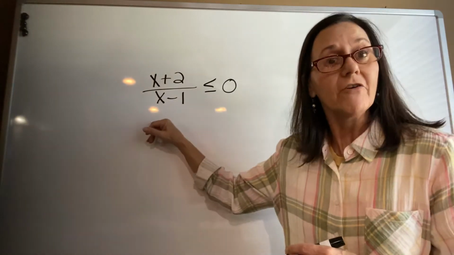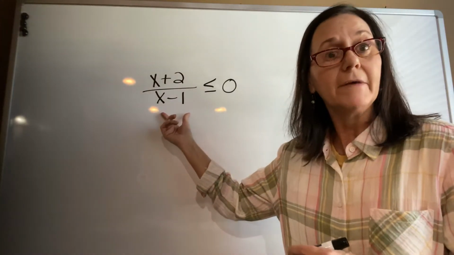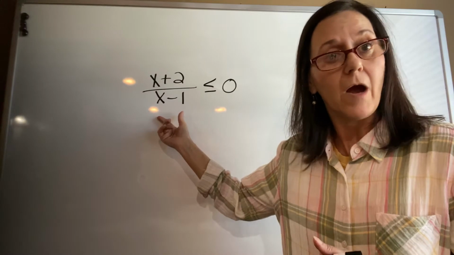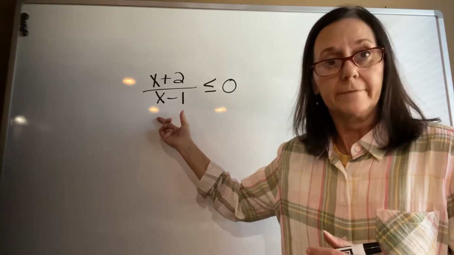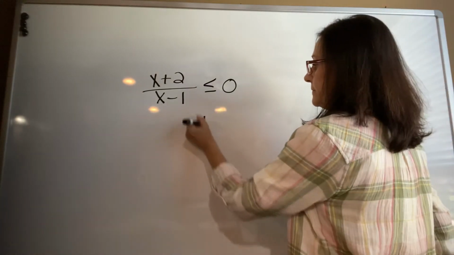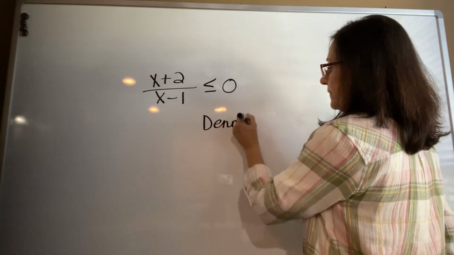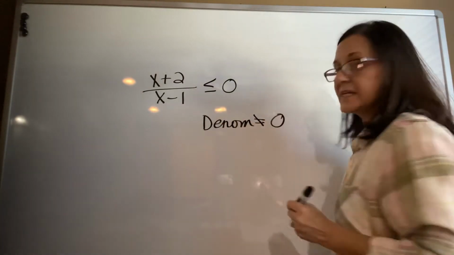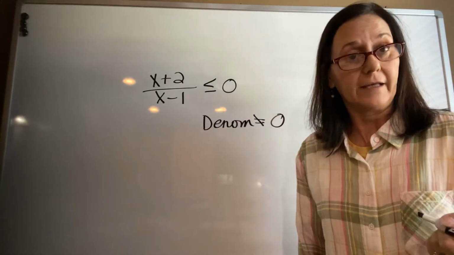And that's whatever value that would make the denominator equal to 0. In this case, it would be 1. x could not equal 1. All right, so that's the first thing. Denominator cannot equal 0 because then the fraction is undefined.